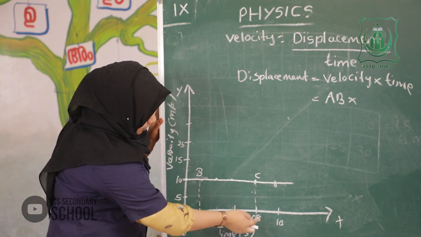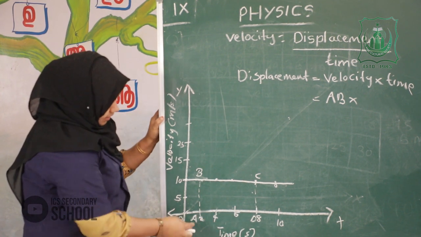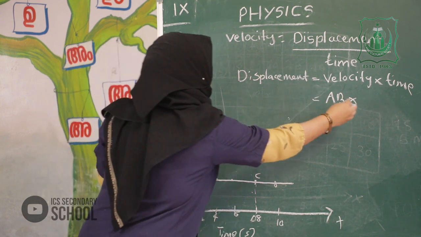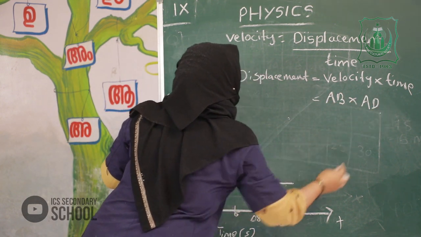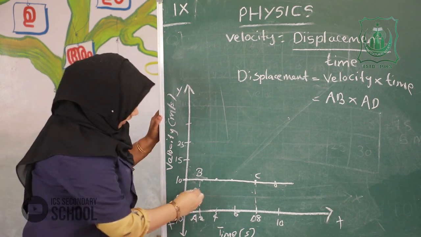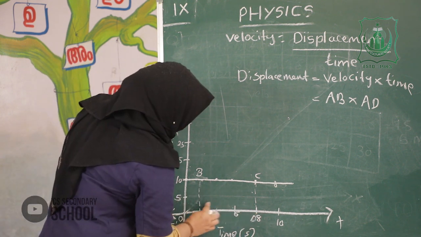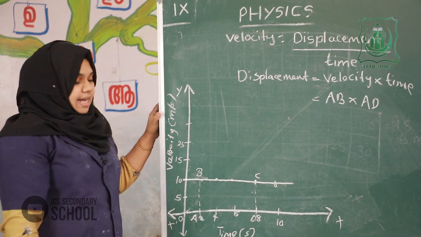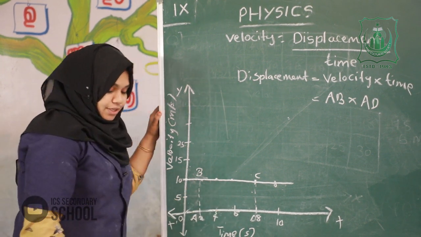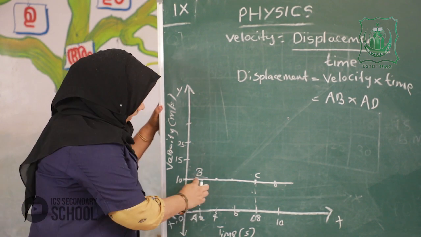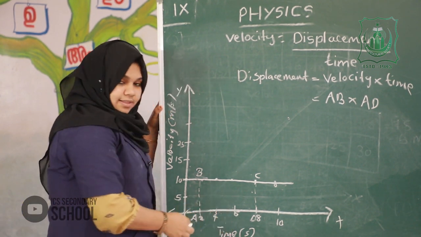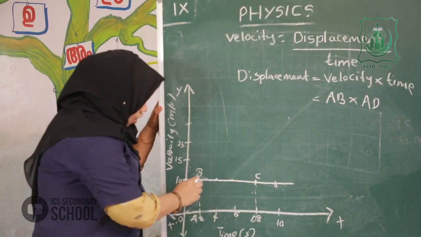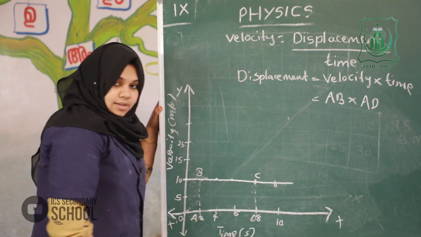Here it is asking at 2 to 8 second. So, 2 seconds to 8 seconds, that's why we take AD as time. So, displacement we get as AB into AD. Yes, AB into AD. What is AB into AD here? Yes, we know that length into breadth is the area. AB into AD means length into breadth. That is the area of ABCD. Got it?